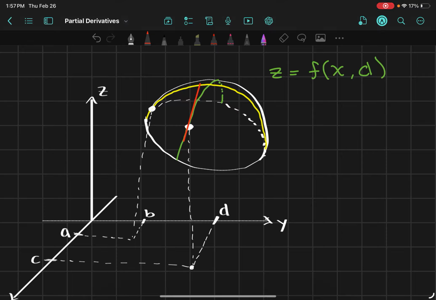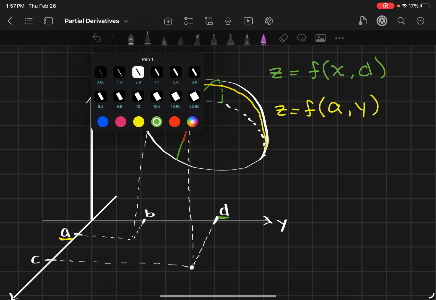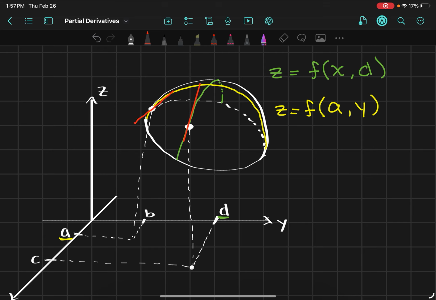The same thing works for when you're trying to find the slope in the y direction. The slope in the y direction is what? Well, we have this function wherein we keep our x constant. So we have a function of y, a being this right here, and our d being this over here. Well, what would that look like now? That would also look like the tangent line to the curve, to the trace, the x equals a trace. That is essentially what the picture of a partial derivative is.